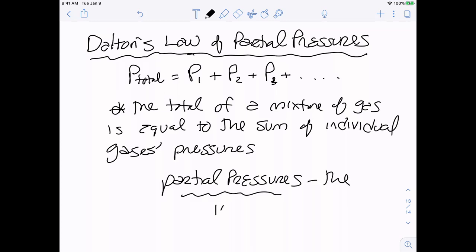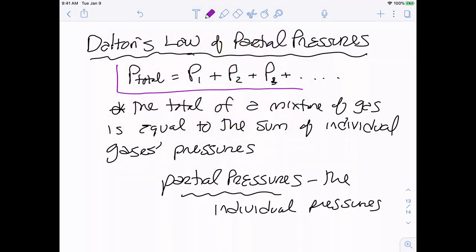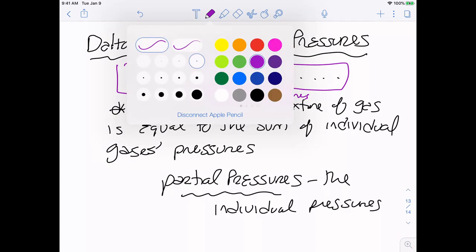So the individual pressures. So in my little formula up above, right, these ones here, I'll try to fit it in somewhere. These are my partial pressures. So essentially, if you add up all the partial pressures, you get your total pressure. Pretty straightforward law.